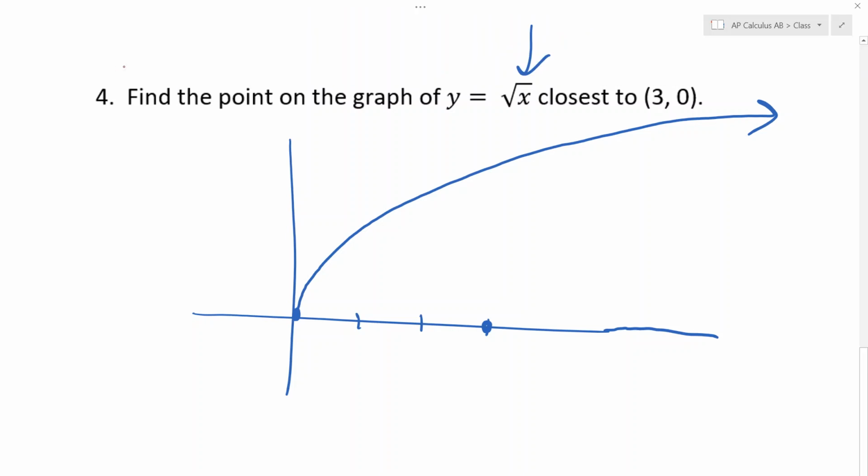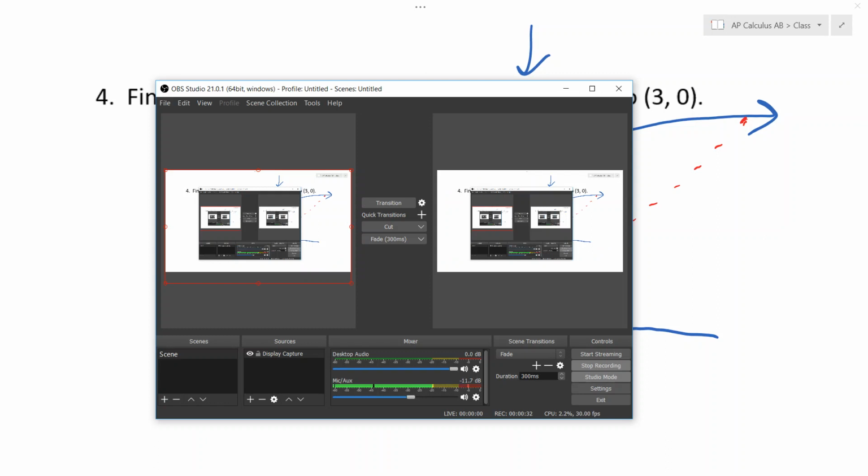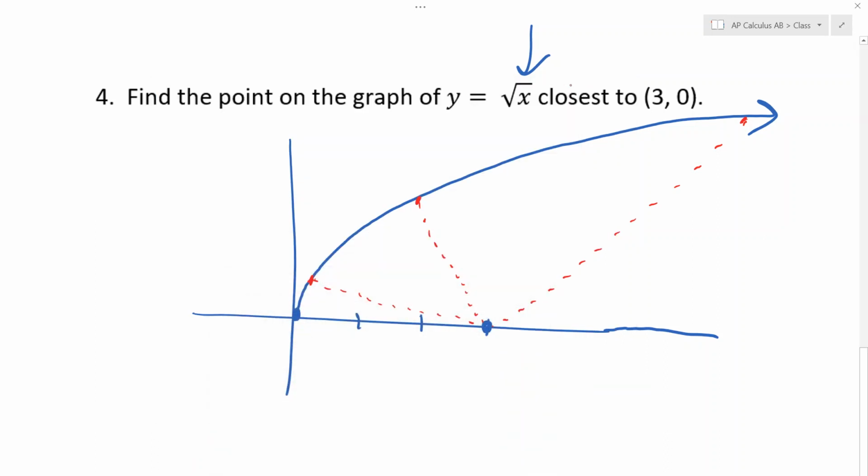If you were to pick this point here and find the distance to (3, 0), that's what we're measuring. Do we agree that the distance over here looks like it should be shorter, right? Versus a point way out here, that's a much longer distance. So somewhere on this curve, there is a point where the distance from the point on the curve to the point (3, 0) is the shortest.